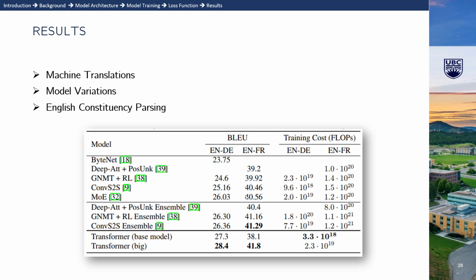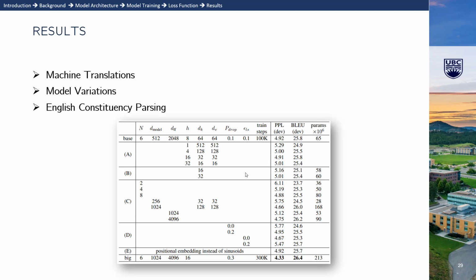To evaluate the importance of different components of the transformer, the researchers have varied the base model in different ways, measuring the change in performance on English to German translation on the development set News Test 2013. They have used beam search as described in the previous section. The result is presented in the given figure of the slide. In rows A, the researchers vary the number of the attention heads and the attention key and value dimensions, keeping the amount of the computation constant.